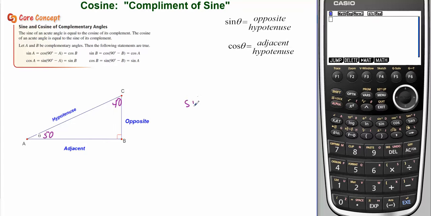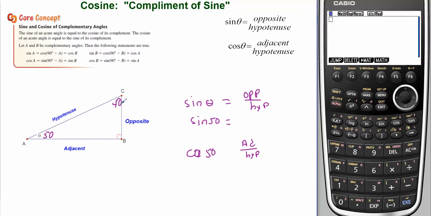So when I do the sine of 50, or the sine of theta, it is basically the opposite over the hypotenuse, which I have sine of 50 degrees is equal to something. I don't know what that something is. It's going to boil down to a ratio, but I won't know the side lengths. Now when I do the cosine of theta, it's going to be the adjacent over the hypotenuse.